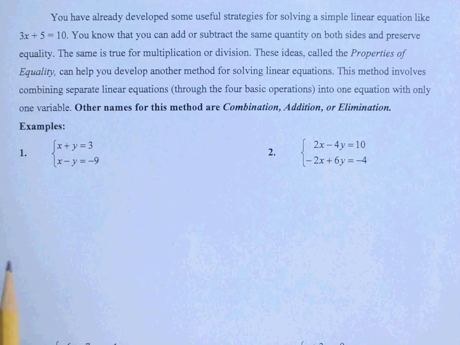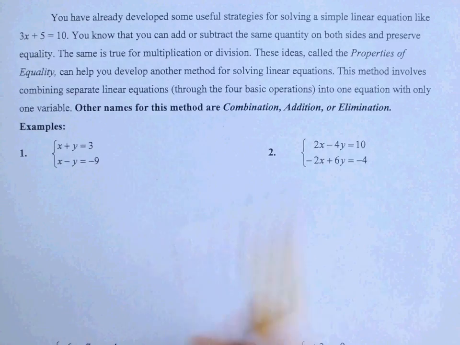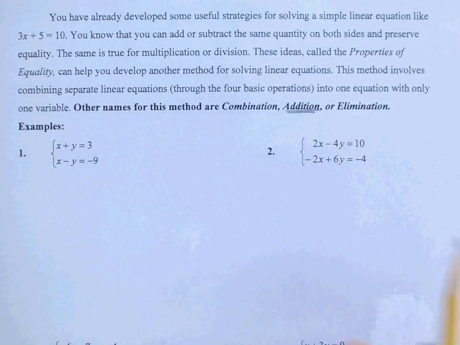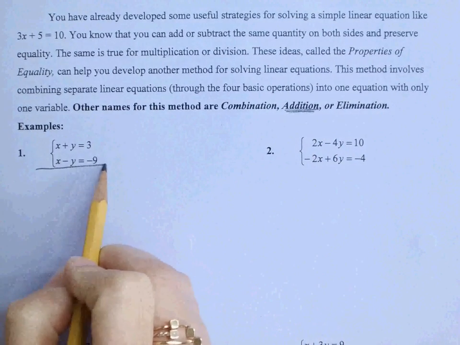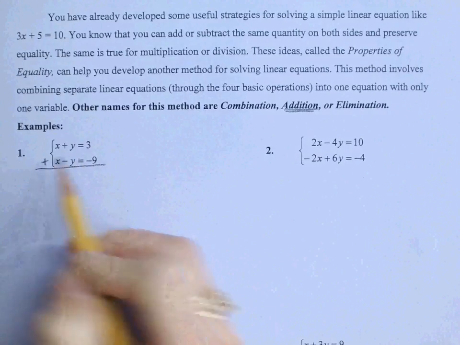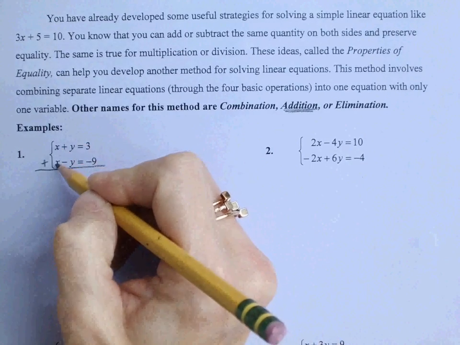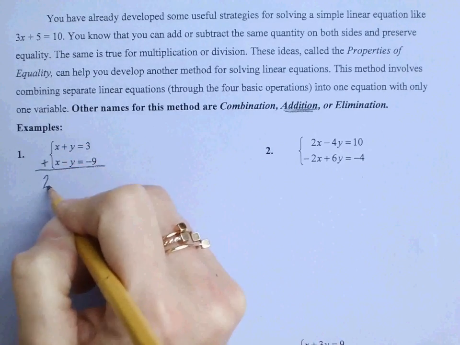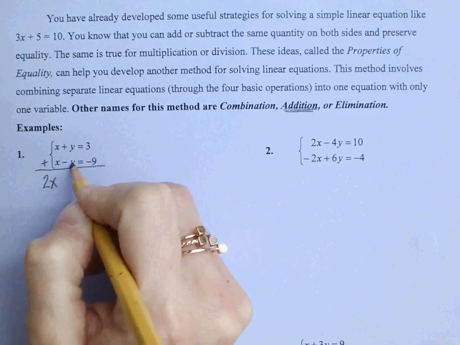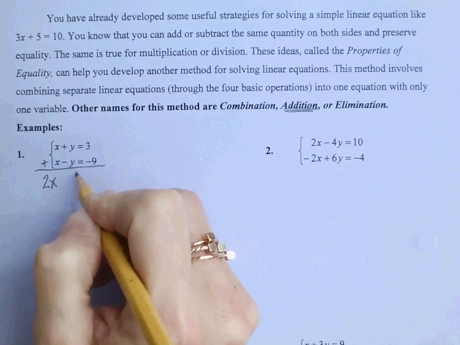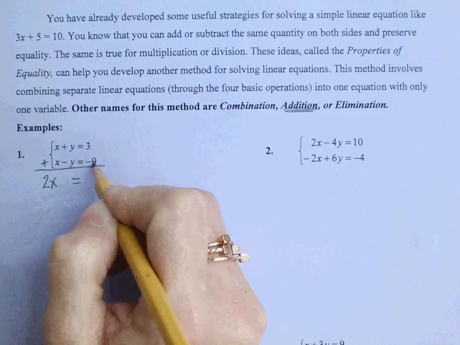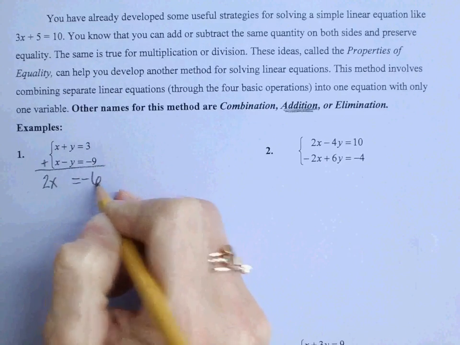So if I take a look at number 1, using the idea, and maybe this is why it was called addition at one point, I'm going to take these two equations and add them up. This is our goal with this addition or elimination method. When I add them up, I have x plus x, I get 2x. y minus y is 0. Drop down the equals: 3 minus 9 is negative 6.